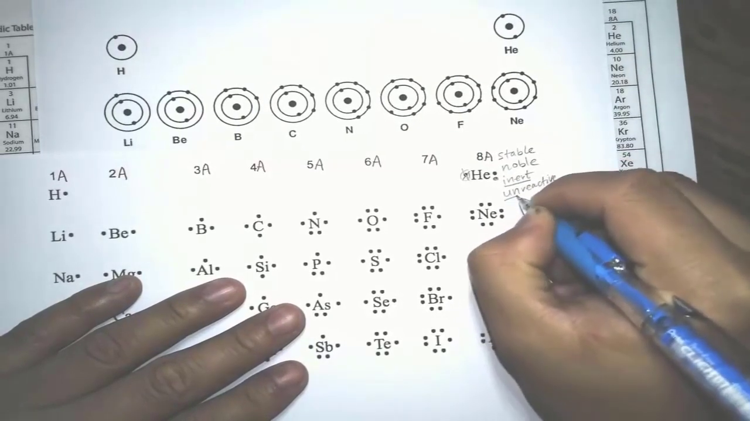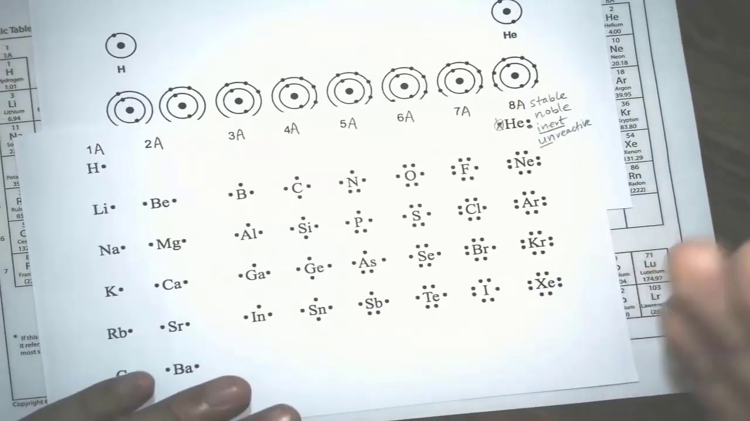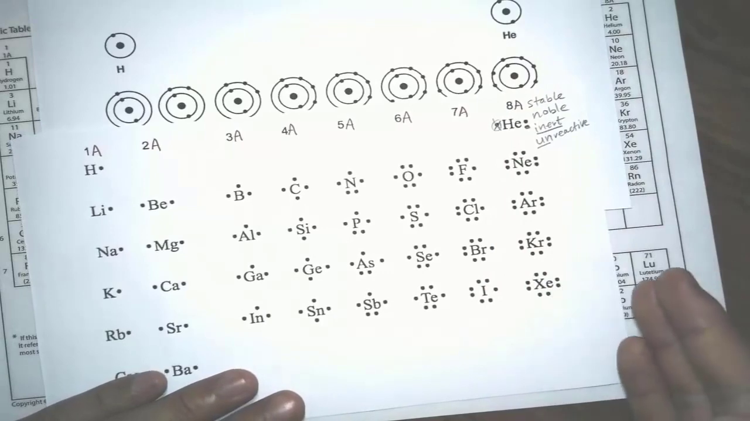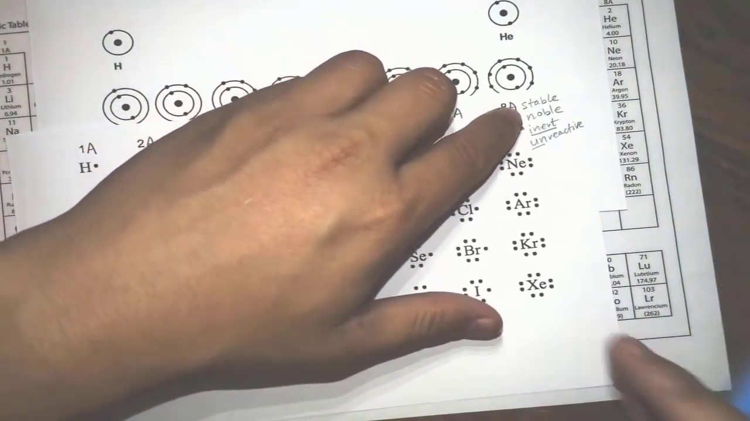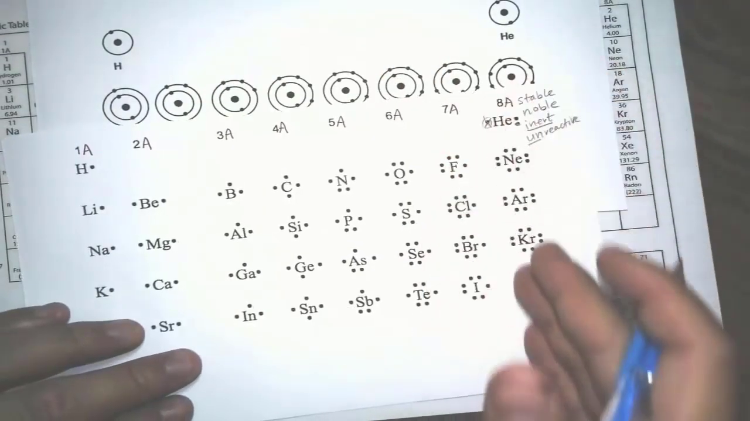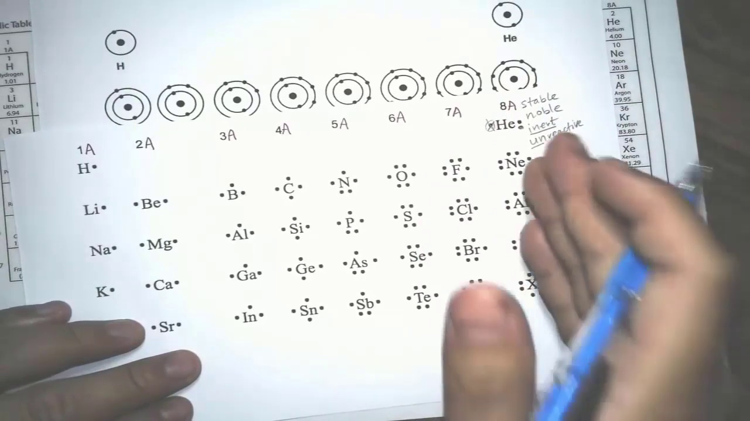And think of the word "inert." The "in" is a prefix for not reactive. That means it doesn't want to react with anything because it's already stable. Because all the elements in group 8A are stable, inert, unreactive, known as the noble gases, we can look at their valence electrons to determine the pattern of why they are stable.